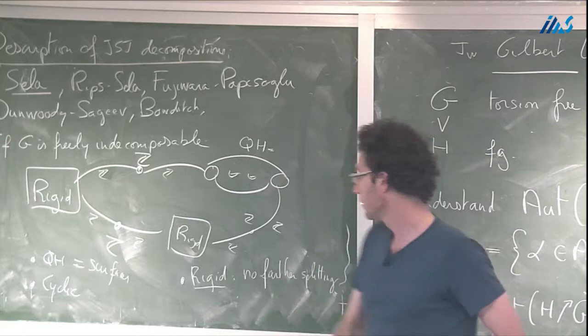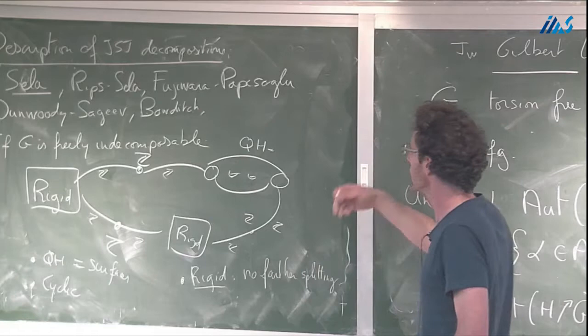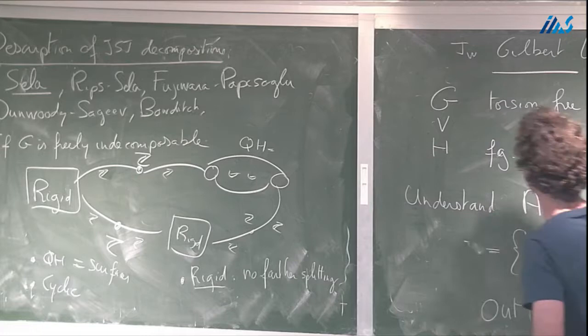Moreover, in this setting, there is a canonical one. There is such a splitting that is invariant under all automorphisms of G.